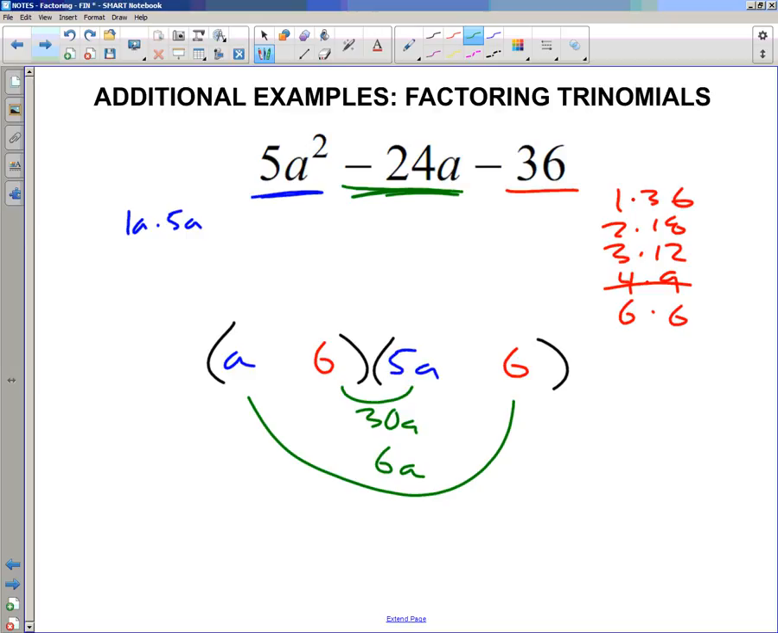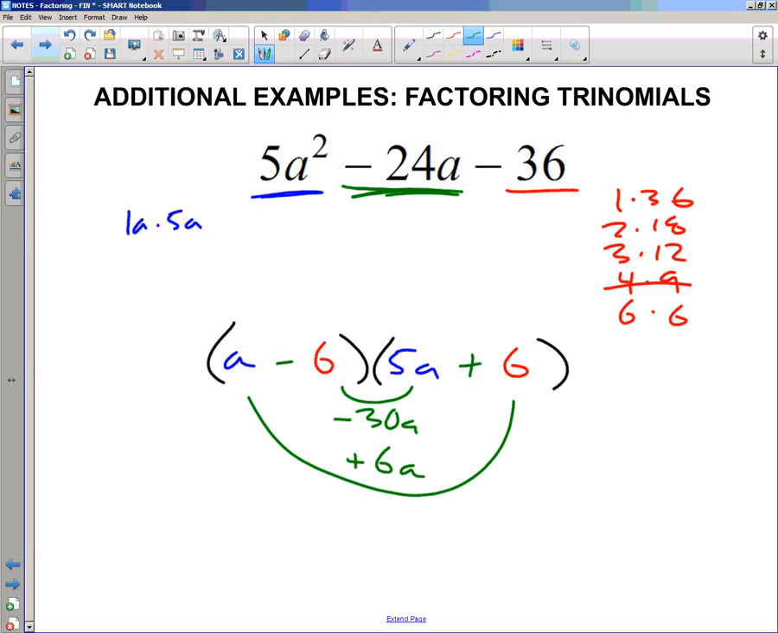We need to get a negative 24a. So if we took the 6a and made sure that that was positive, and then subtracted the 30a, that should give us the negative 24a we want. Okay, so we want the 30 to be negative. That means we're going to need a negative 6 here. We want the 6a to be positive, and now we need to be positive there.